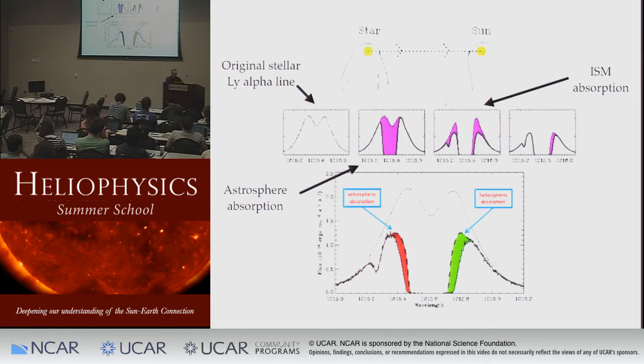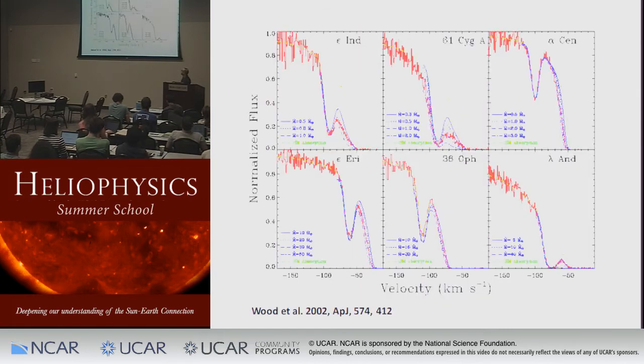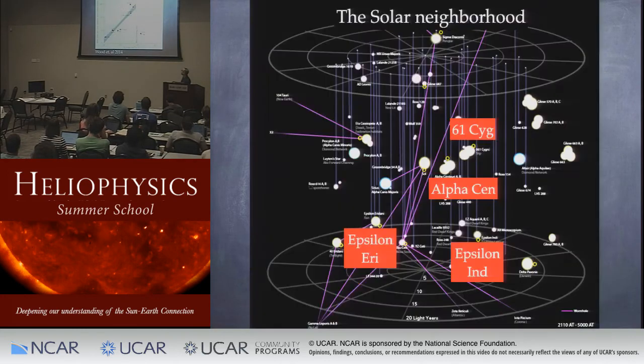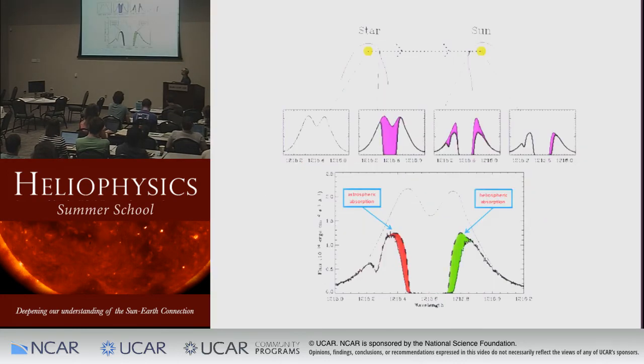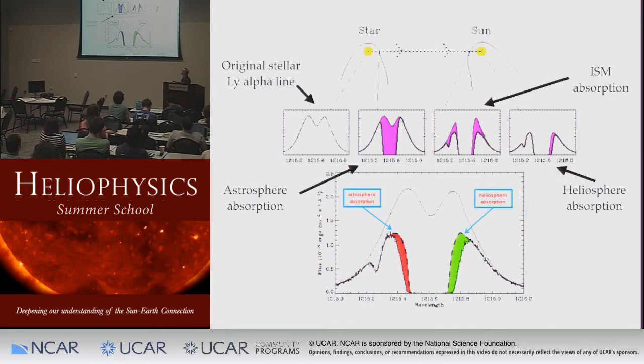And then finally, this work assumes that they know what the ISM parameters are. They assume they know what density and velocity the ISM has that pushes from this side.